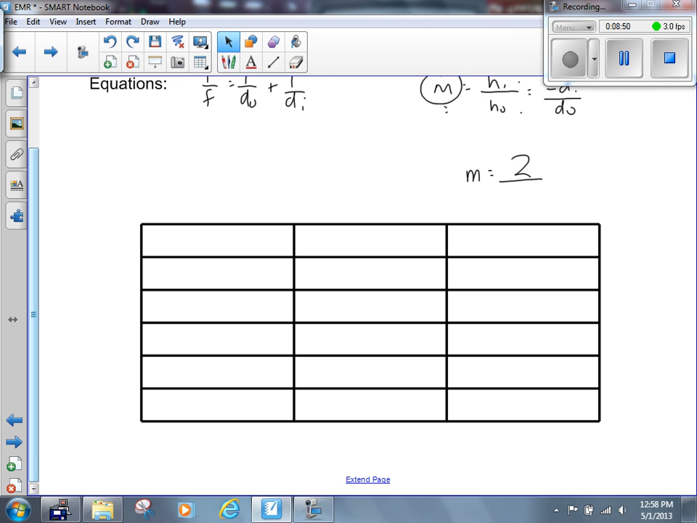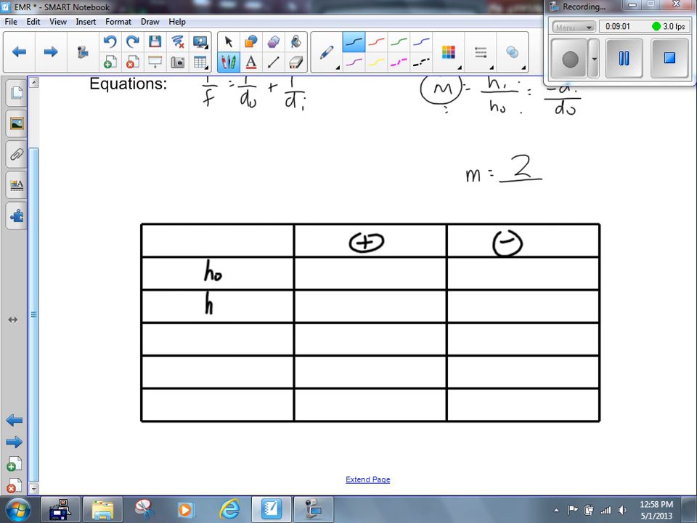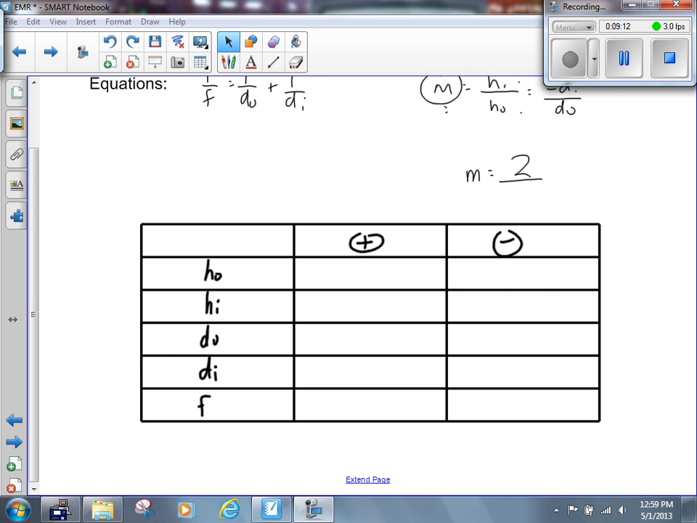This big table yesterday is pretty much where we finished off, other than an example problem. We had to identify when these variables were positive and negative. Let's start off with a different variable this time. Let's go ho, hi, do, di, and f. Different order of these variables this time. Ho and hi kind of go together. Whether they're positive or negative is based upon what? What determines whether ho and hi are positive or negative? When is ho going to be a positive number? When the object is right side up.